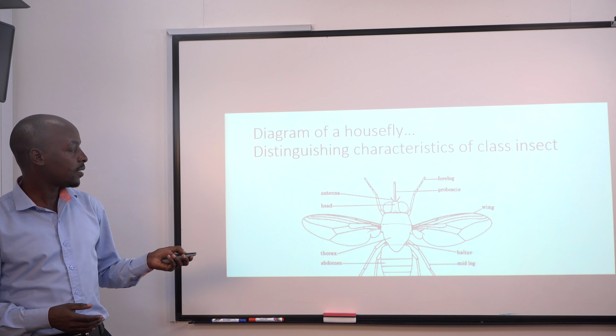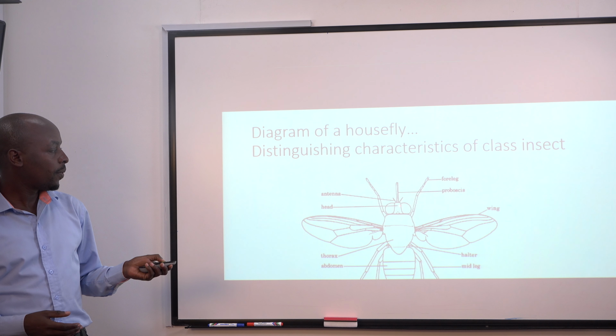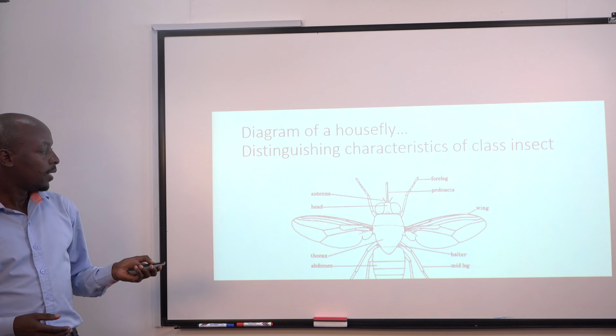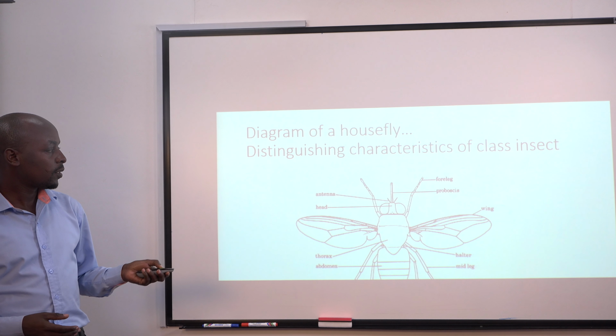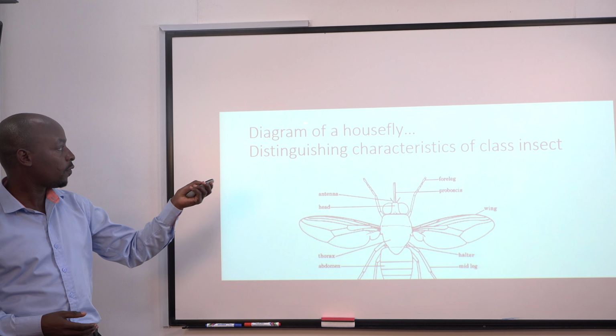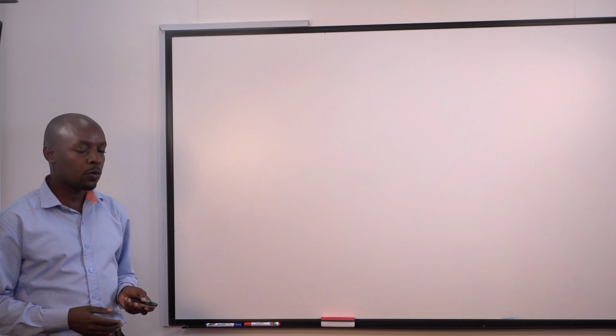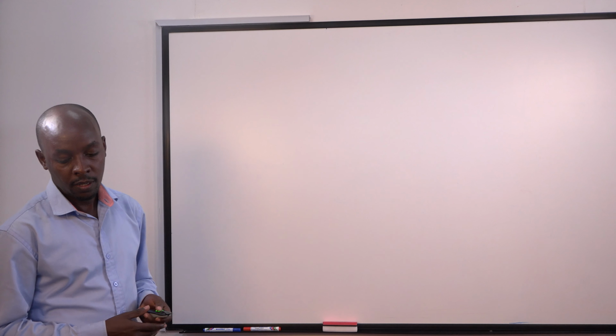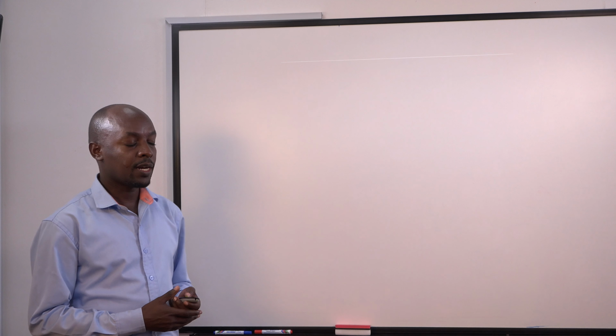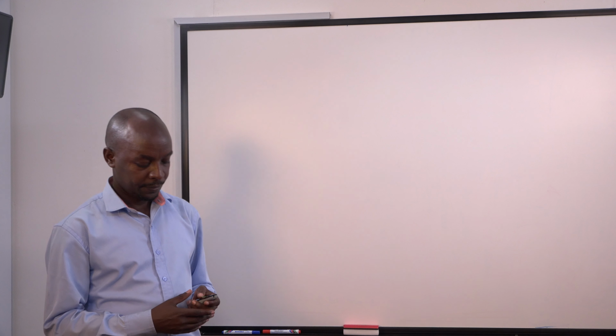And the compound eyes, see the eyes. These are called compound eyes. And a pair of antennae. So these are characteristics of insects, and of course characteristics of a housefly. That's how we group organisms, and specifically I've been doing a classification of a housefly. Thank you.